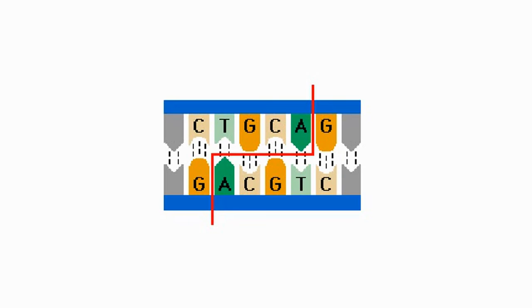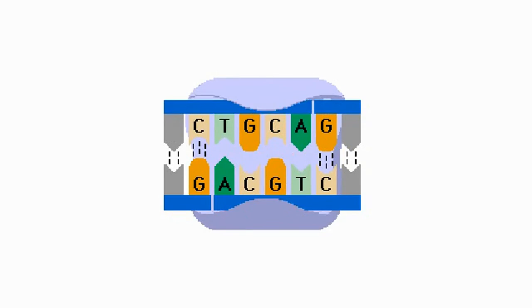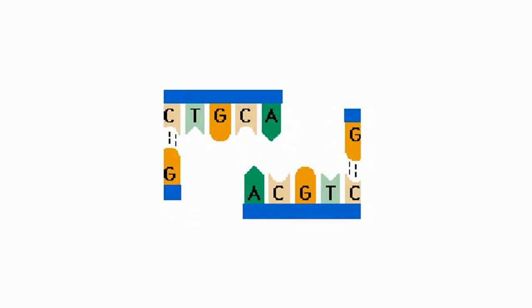This restriction enzyme recognizes the DNA sequence CTGCAG. It cuts the DNA strands between the bases A and G. The resulting single-stranded sticky ends have the base sequence ACGT.